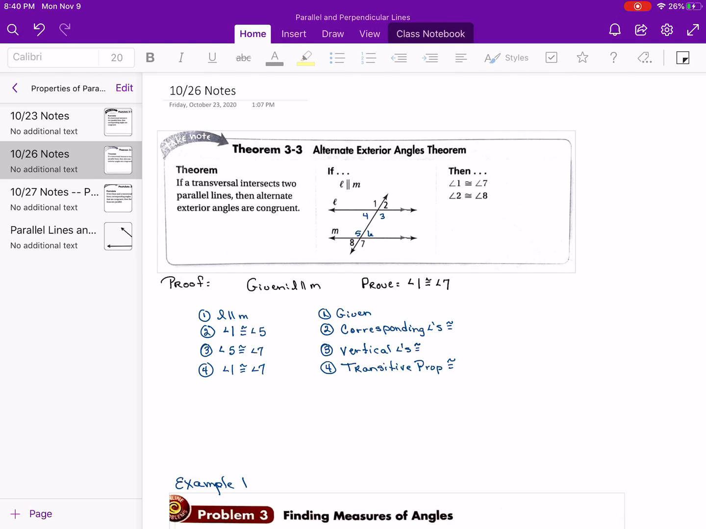These are the notes for October 26th. That's a Monday. For those of you who were absent and need a little extra help, I went back and I'm putting a voiceover to kind of talk you through this.